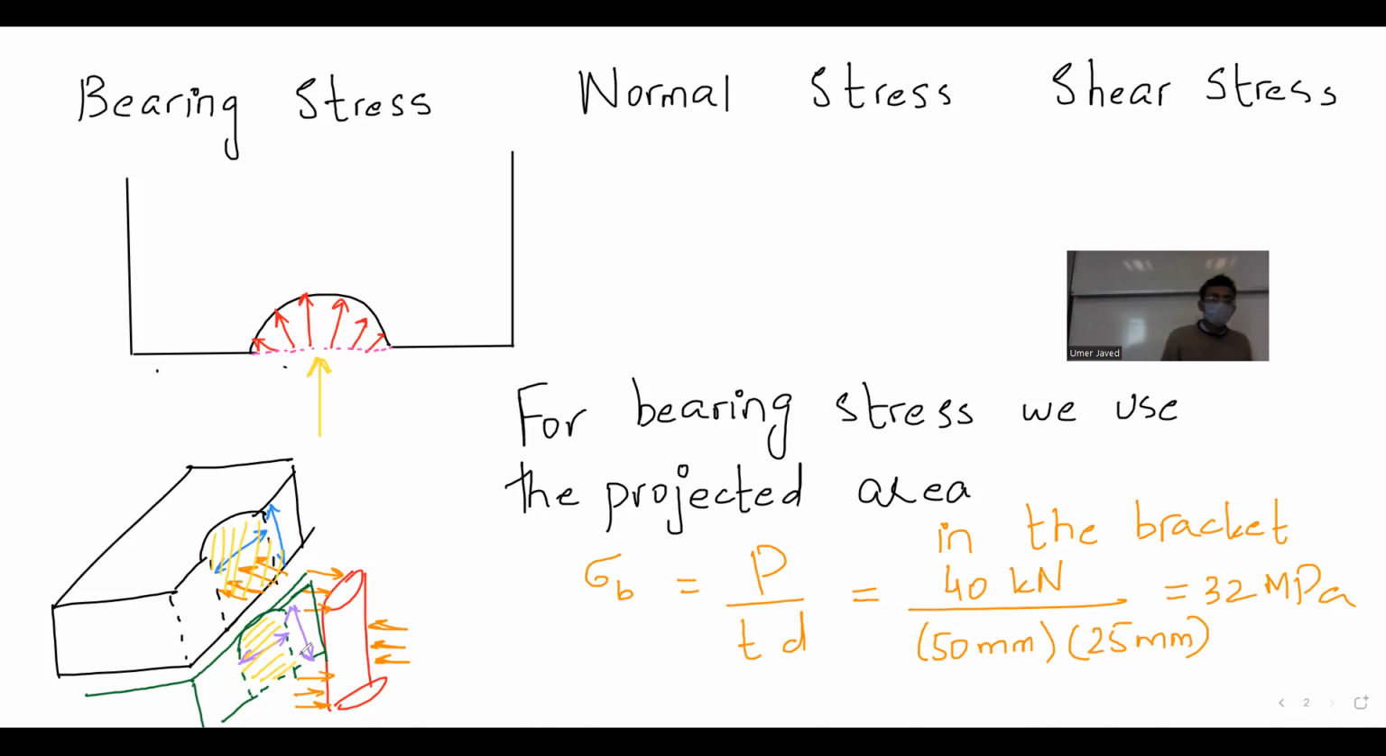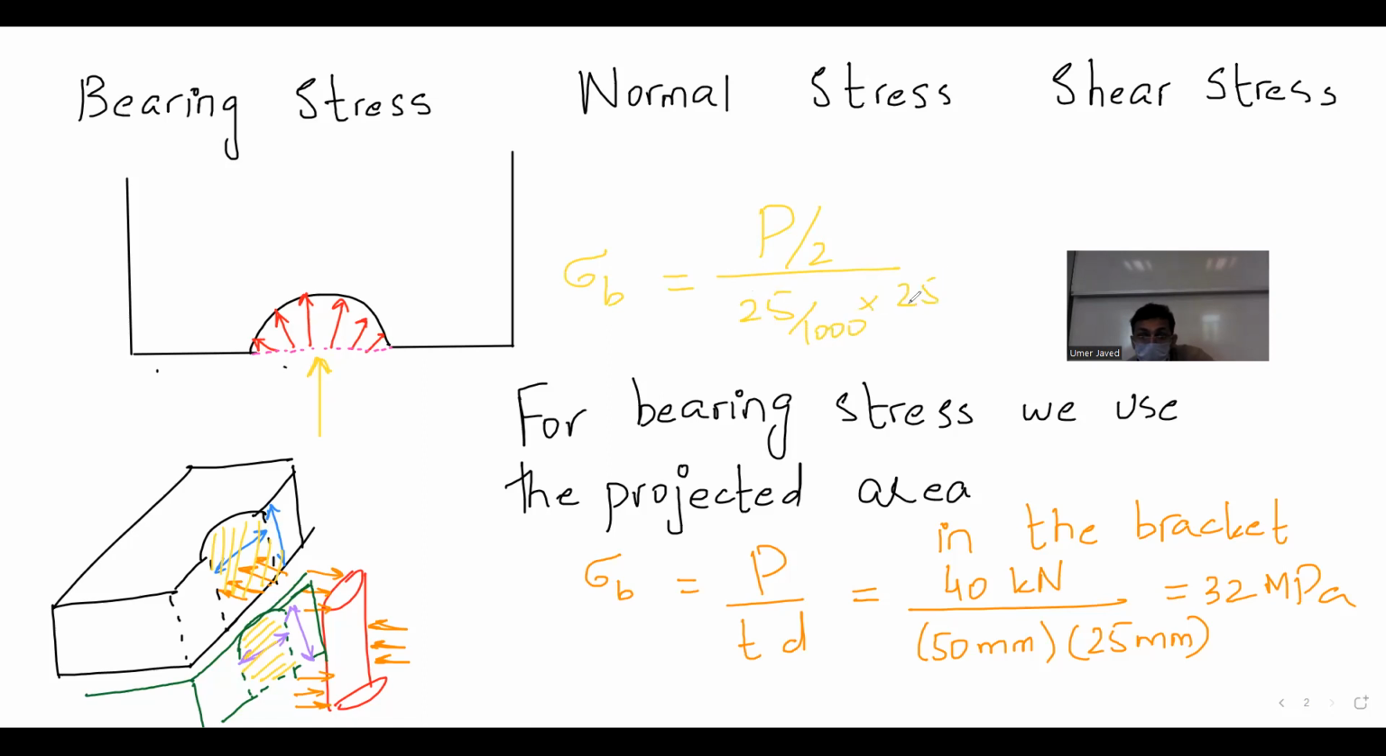Hocam, when I calculate it, I do 20 kilonewton divided by 25 times 25. Yes, very good. Multiplied with 2, hocam, because then the answer changes. No. What you just said a few seconds back was correct. You said it is P by 2 divided by 25 multiplied by 25, right?